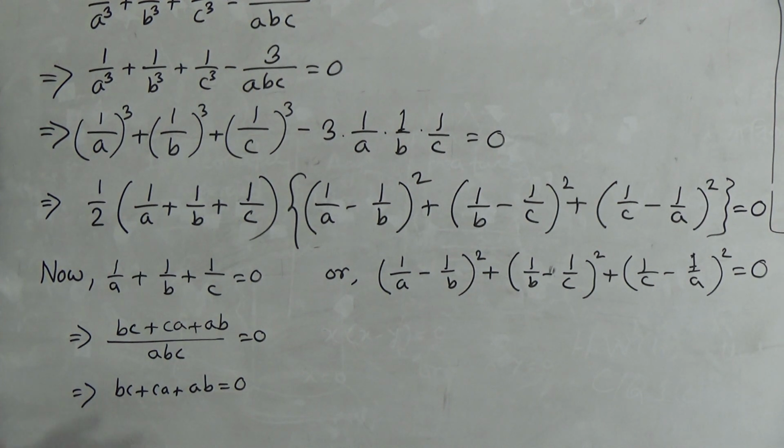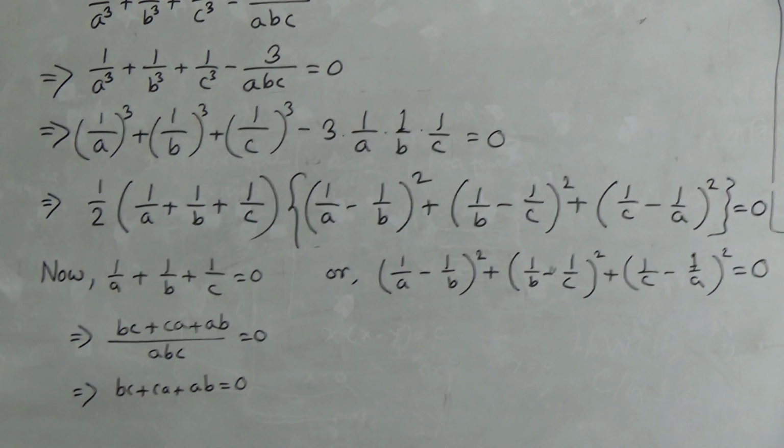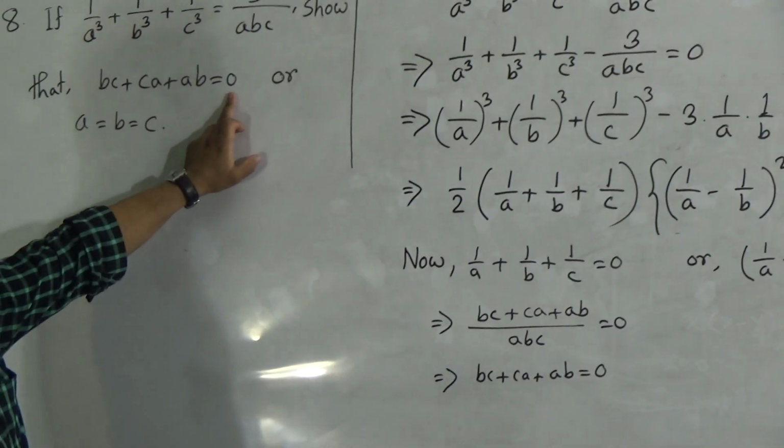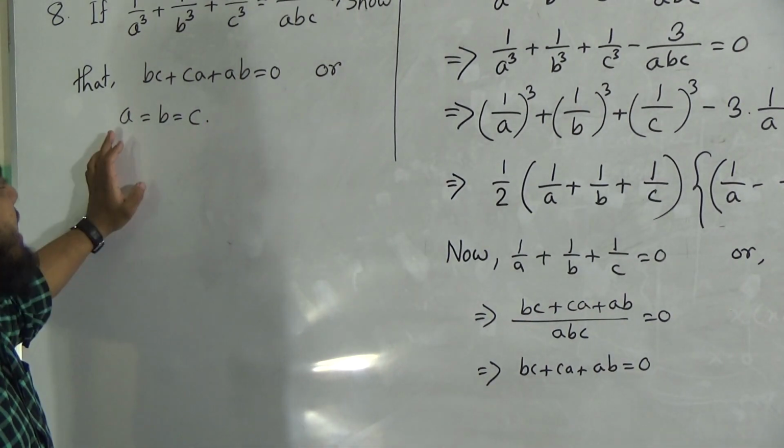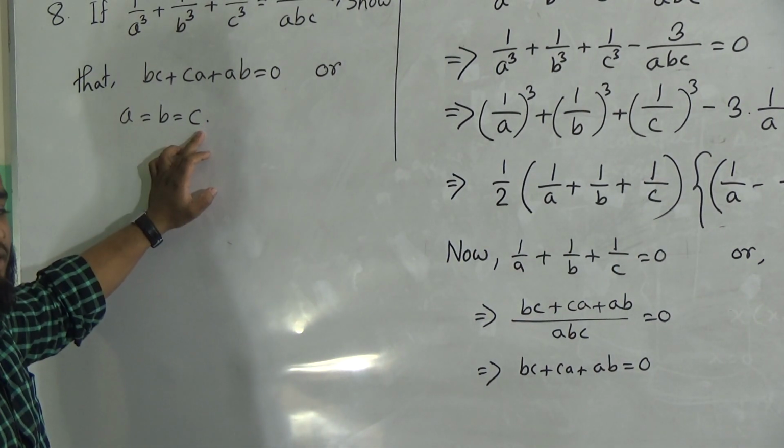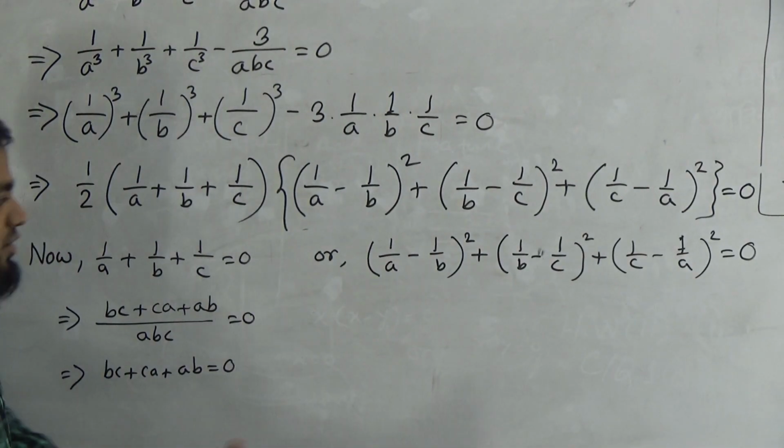Now look, my dear students, already the first part is proved. The first part is bc plus ca plus ab equal to 0. Already we have proved this one. Now we need to prove a is equal to b is equal to c. We will prove this one from the other relation that we have got here.